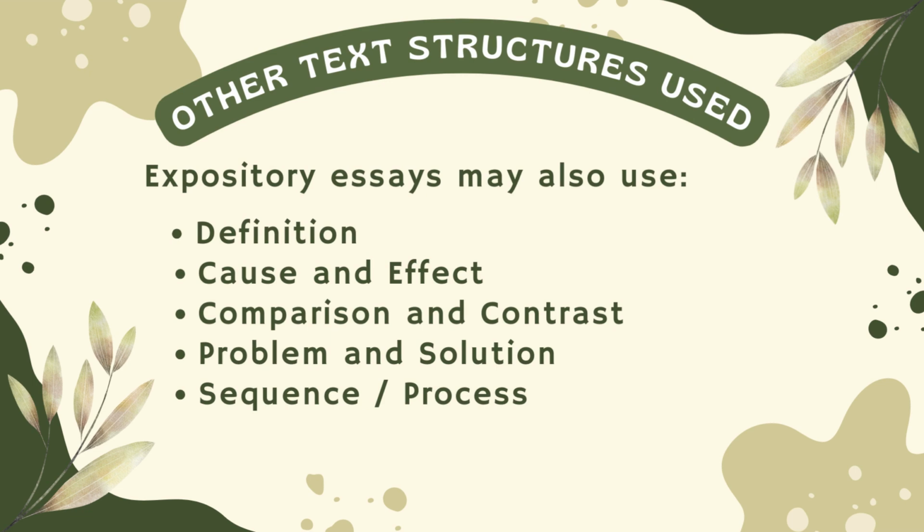And here we also have other text structures used. We have definition, cause and effect, comparison and contrast, problem and solution, and sequence or process. So writers choose different structures depending on what they want to explain. Each structure helps organize information in a clear way.